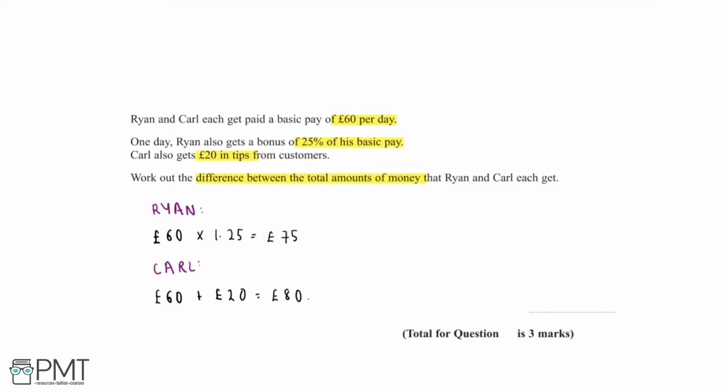Now that we've worked out how much they were each paid, we need to work out the difference between the total amounts of money that Ryan and Carl each get. And now to find the difference, we'll do £80 take away £75, which will leave us with an answer of £5. And so we've now found that the difference between the total amounts of money that Ryan and Carl each get is equal to £5.